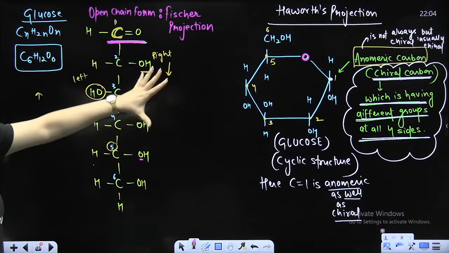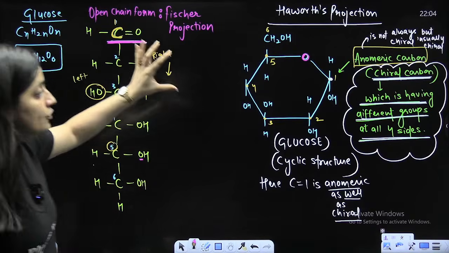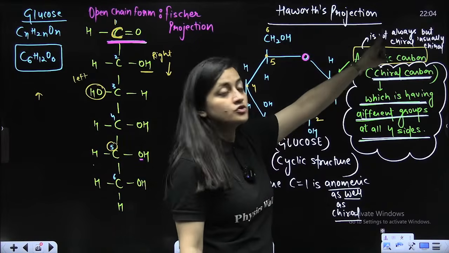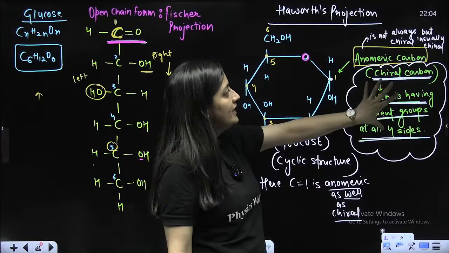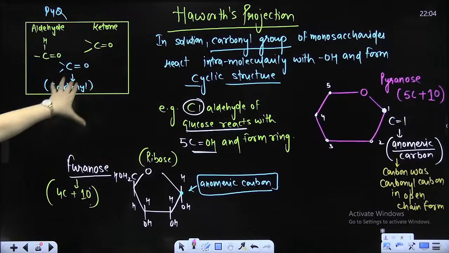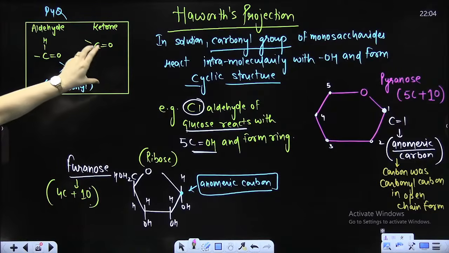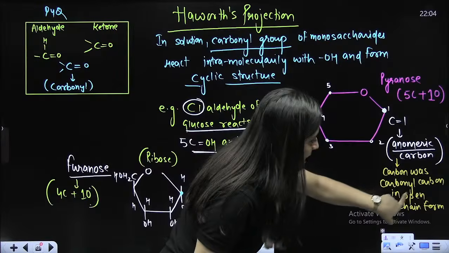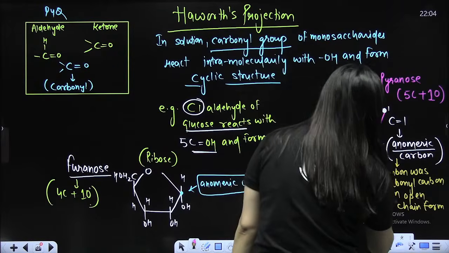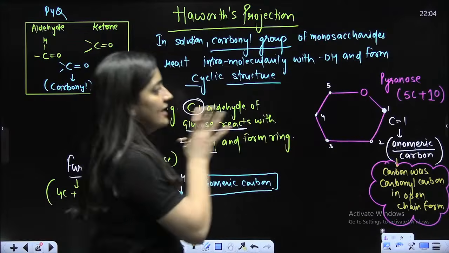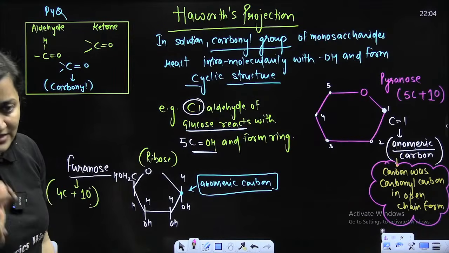So C1 is the anomeric as well as chiral. Anomeric and chiral are two different things. So anomeric carbon is not always chiral, but usually it is chiral. So what is the anomeric carbon? You people can see here, this anomeric carbon was the carbonyl carbon in open chain form. So whatever is the carbonyl carbon in open chain form, you will call it the anomeric carbon.